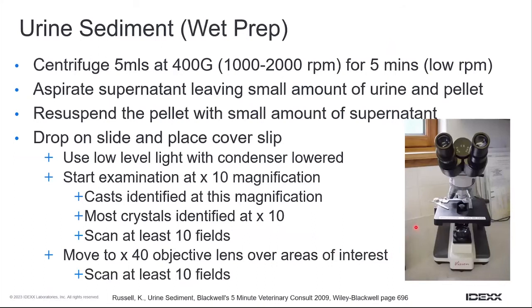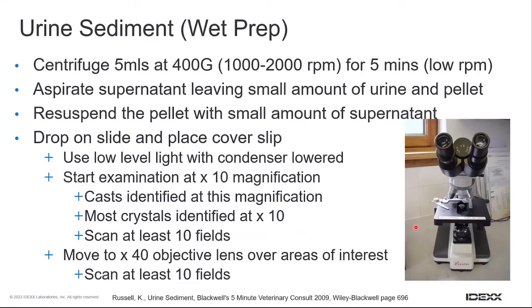So assuming you don't have a SediVue, I'd like to talk you through how to do a urine sediment wet prep. I'm sure many of you are familiar with this process already, but just to make sure that we're all up to speed. So what you want to do is take a standardized volume of urine, so probably about 5 mils, and you want to put that urine into a conical tip tube. So something like an Eppendorf tube would be ideal.